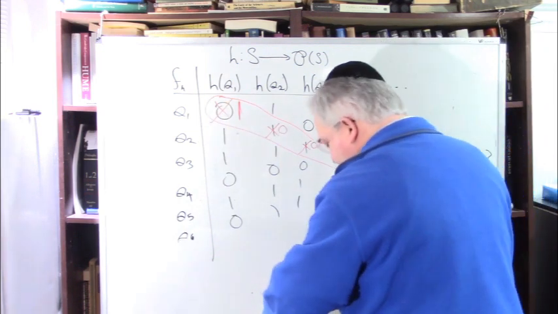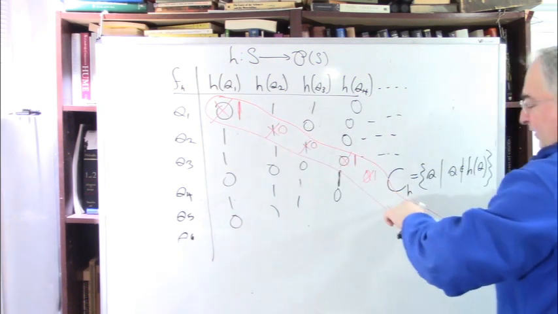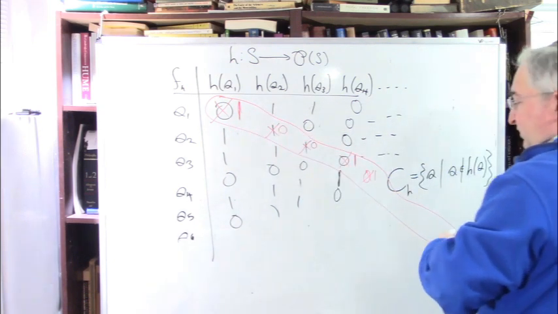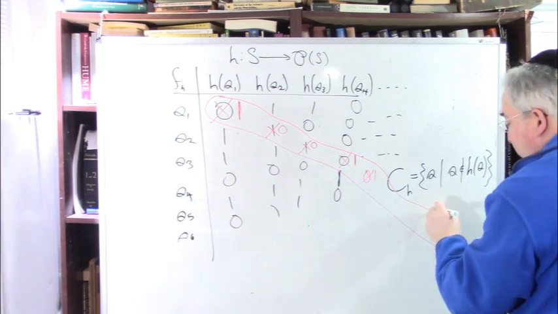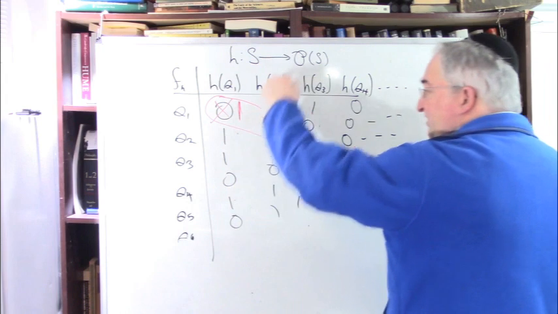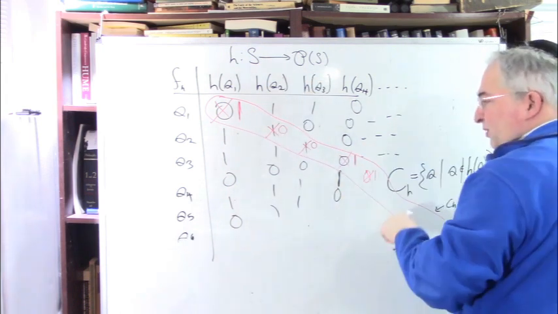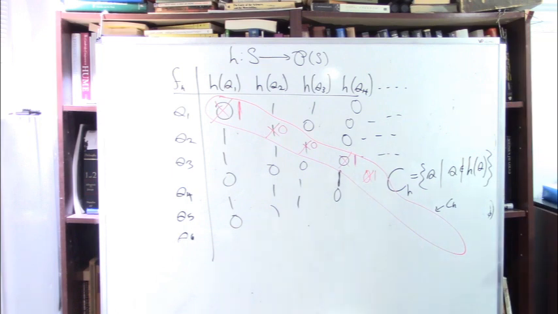Okay, and what does the theorem say? The theorem says that this, I said R because I'm thinking of Russell's paradox, this C of H is not this row, it's not this row, it's not this row, etc. It's not any of the rows in here.